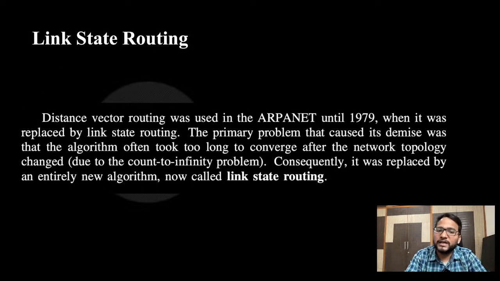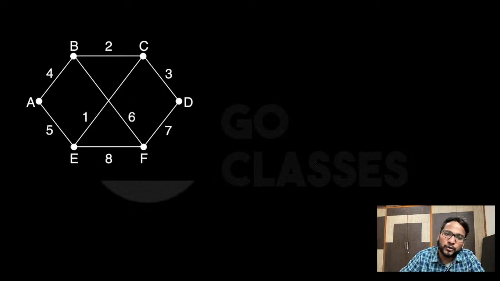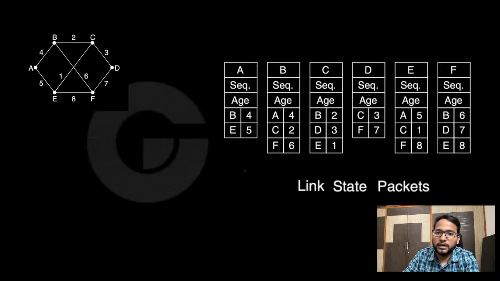So link state routing is basically saying that you need to flood your vectors to everyone, not just to neighbors. Which means E will be flooding its vector to every node, and A will be flooding to every node. Similarly, B will be flooding to every node. So everyone will be flooding to every node. Link state packets look like this.